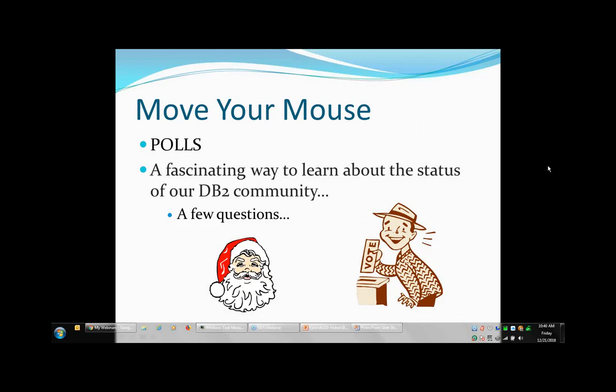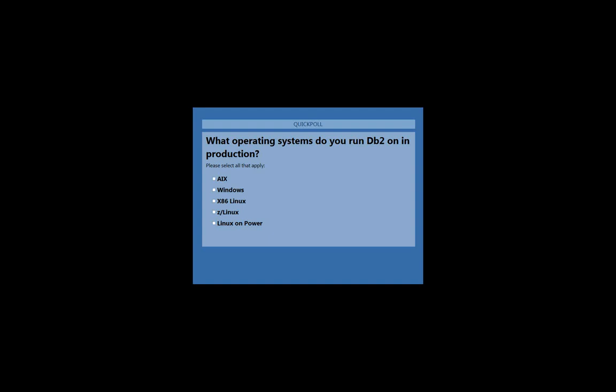Well, you gave him a chance to respond to more than one there. That's true. Now this one's the really interesting one that I've been tracking. What operating systems are you using for DB2? And AIX always used to be the sure winner, usually by a substantial margin. And then lately, I'm watching that x86 Linux has even beat AIX a couple of times. Holy schmoly. People are falling in love with that Linux and running DB2 on the Linux.